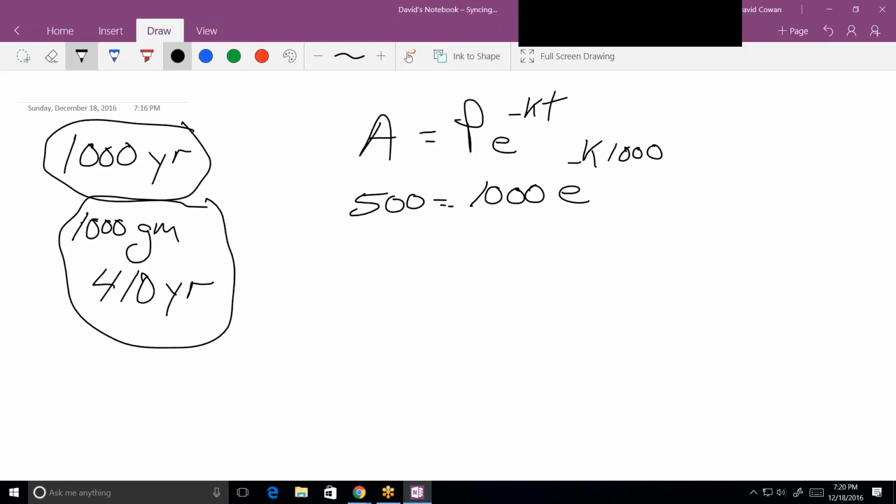Notice that I end up dividing both sides by 1,000 and I end up with 1/2 on the left side, correct? Well, if I do it this way, I still end up with 1/2 on the left side, and I don't have to know the starting amount. My very first step, I'm just going to divide both sides by P. With me? Okay. And now I have 1/2 equals e to the minus 1,000k.